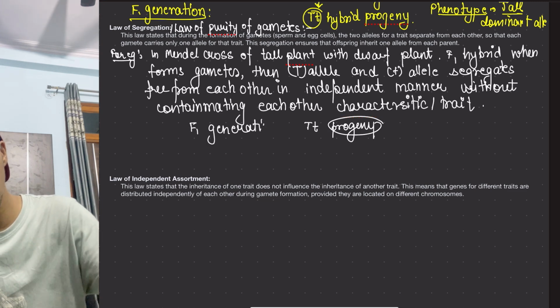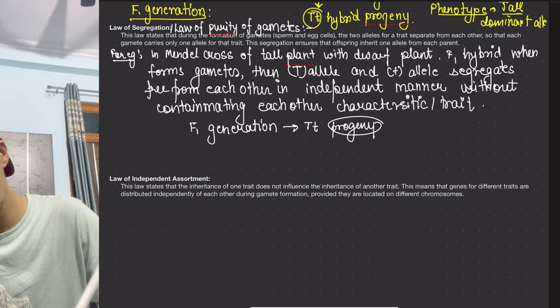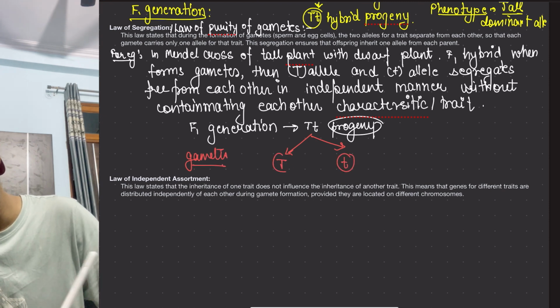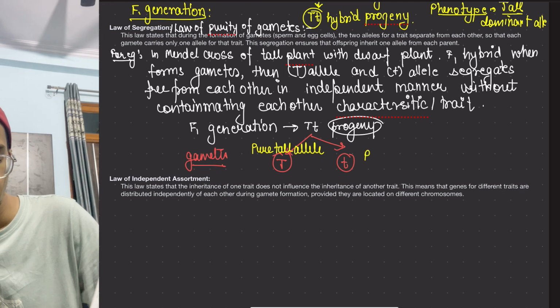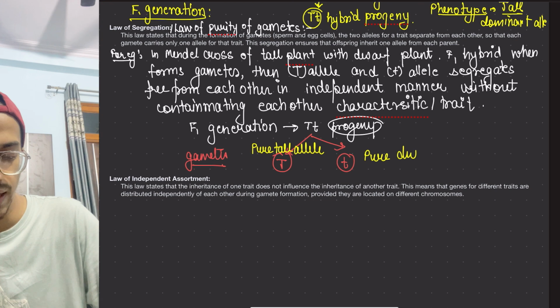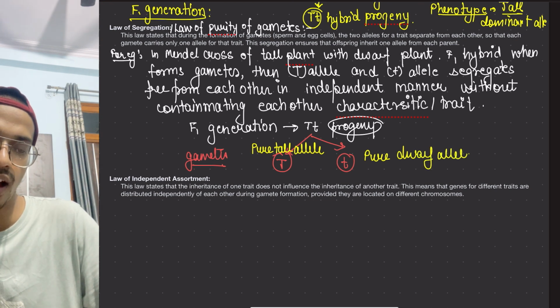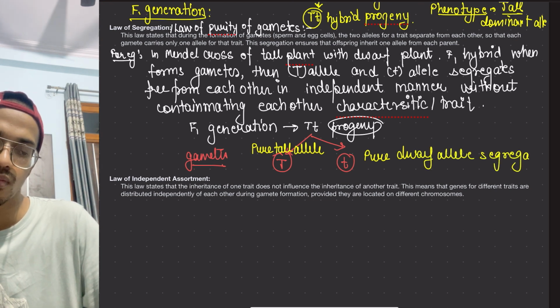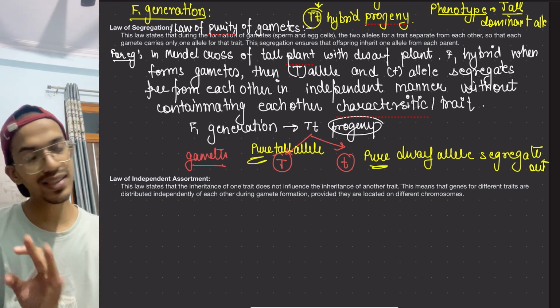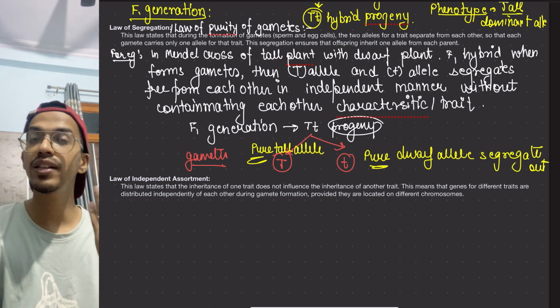Now when they have to do the crossing, what will happen? They will make gametes, so capital T and small t. So here what happened? The pure tall allele segregates out and the pure dwarf allele segregates out. So that is an important thing. No contamination occurred over here. So this is the second law. The third law is independent assortment.